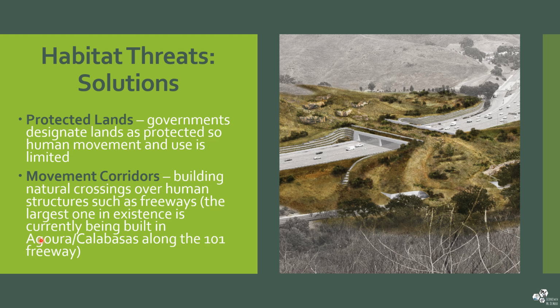And currently, the biggest one in existence is being built in the Agoura Calabasas area along the 101 freeway. And what this will hopefully do is create a connection point for things like mountain lions to be able to move from the Santa Monica Mountains back to where they've been cut off by the 405 and the 101 freeways. What this allows is more normal passage between habitats by organisms, so they can mate, they can extend their range that may have been decimated in the past. So hopefully this will create some really good results for this area.